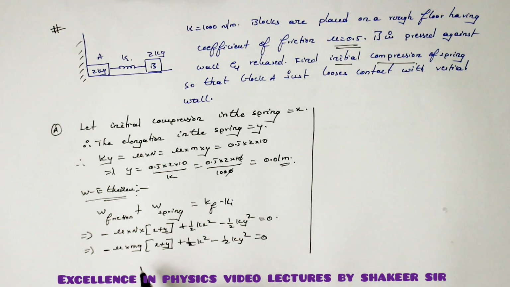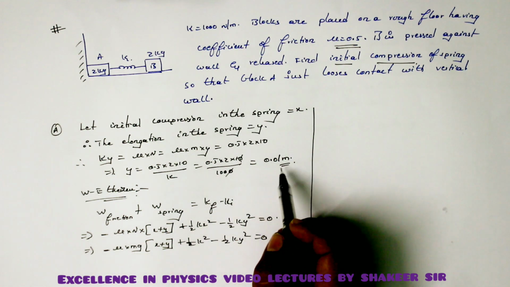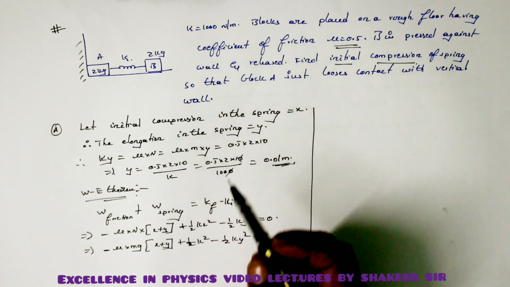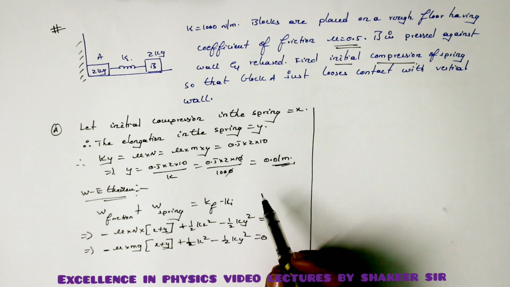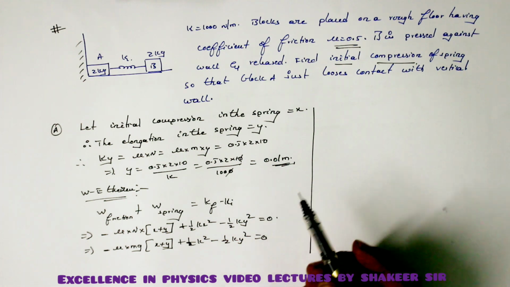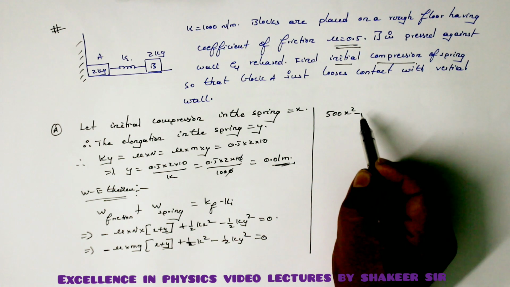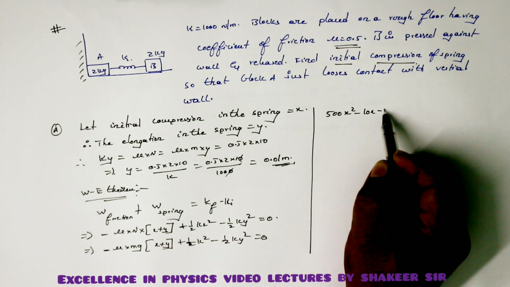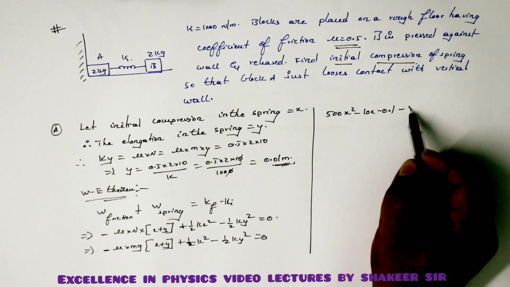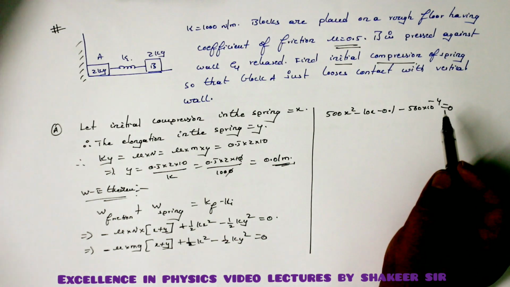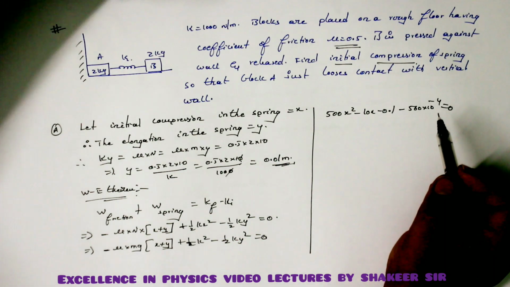If I substitute all the values, y value we have already calculated, it is 0.01, and k value is already given as 1000. If I substitute these values, then the equation I should get is 500 x square minus 10x minus 0.1 minus 500 into 10 power minus 4, totally equal to 0.